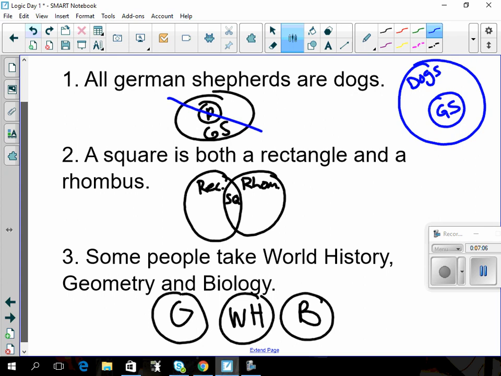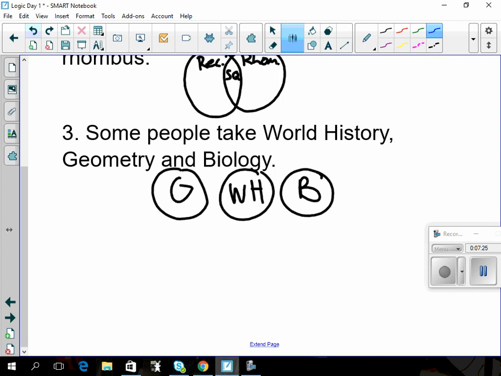Okay? Do we agree with number two? I do. This is what we did before. A square is both a rectangle and a rhombus, which means that the rectangle and rhombus overlap to give us the square. That's exactly what it should look like. Number three, though, I have some.